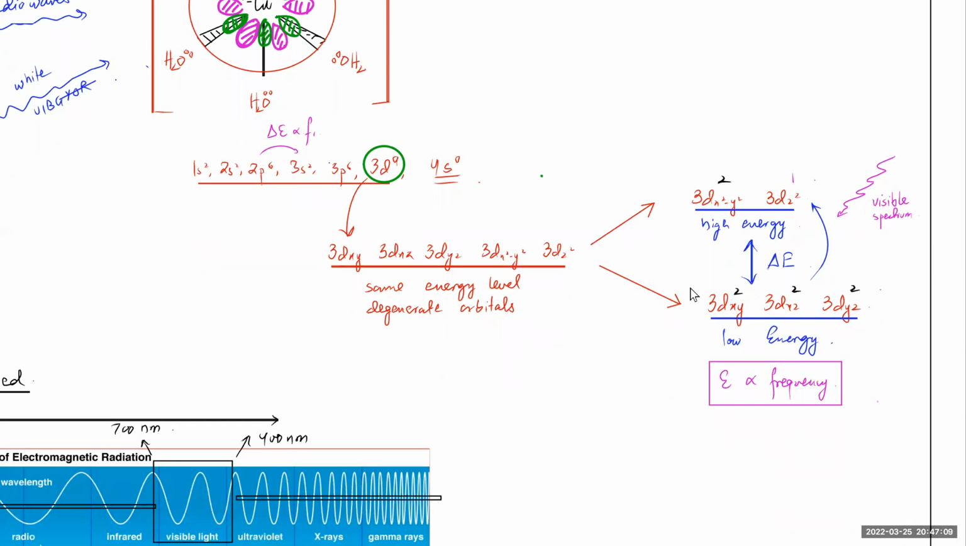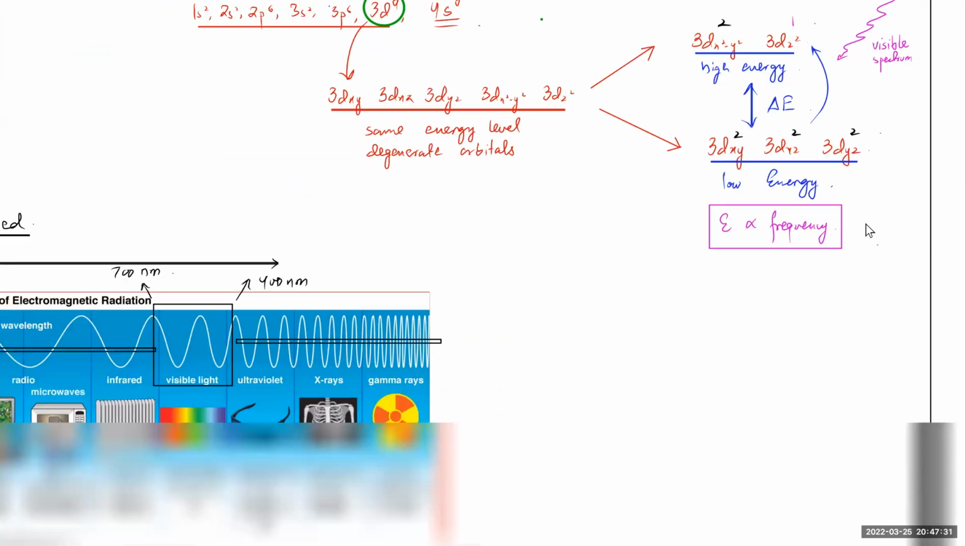And why are they colored? They're colored because the d subshell is partially filled. So electrons can jump from the lower energy d subshell to the higher energy d subshell after the splitting has happened, and they can absorb a particular frequency from the visible spectrum. This energy gap exactly matches frequencies that belong to the visible spectrum. So you start seeing a complementary color.